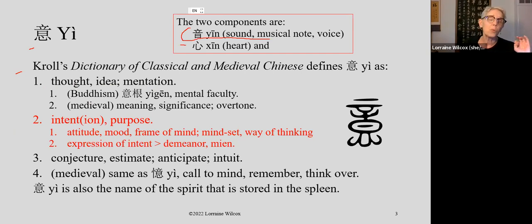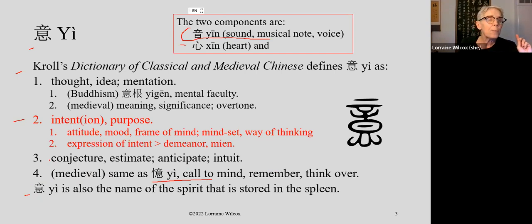The second one, though, is the one that is how we translate it most in the context of doing acupuncture and what we do with our mind while we're inserting and manipulating the needle. Intention or purpose, expression of intent. It's not just the intent, but how we express it from our heart to our hands, as we're going to see. And it has some other meanings, and yeah, it does say that it can mean the same as that other character E, which means to remember. And as I said, it's also the name of the spirit that's stored in the spleen.